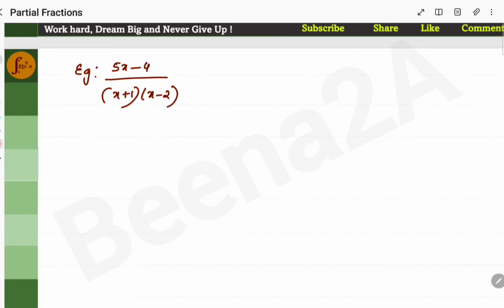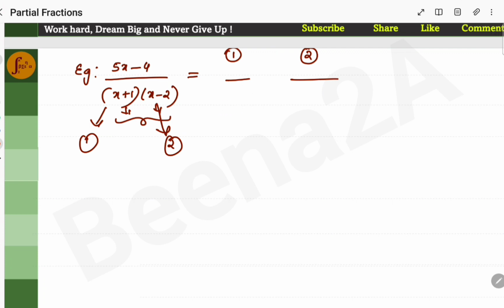Now, how do we simplify this? What is the method? What we do is, we take this denominator terms. This is one term and this is second term. We will take the denominator like this: one denominator, that is one fraction. Let's call this first fraction, second fraction. In the first fraction, you will put the denominator as x plus 1. In the second fraction, you will put the denominator as x minus 2. And then you add in between.